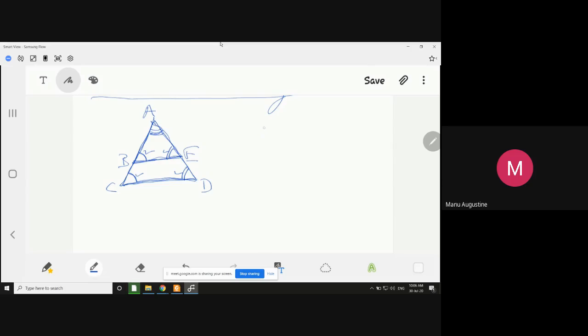I can write that since triangle ABE is similar to triangle ACD, therefore AB divided by AC must be equal to AE divided by AD.